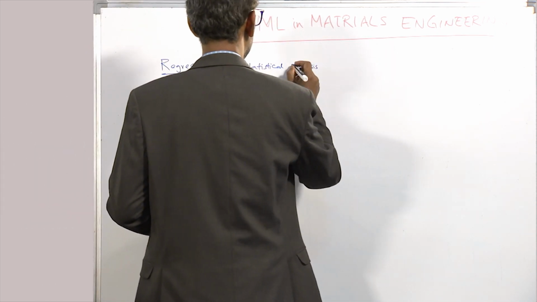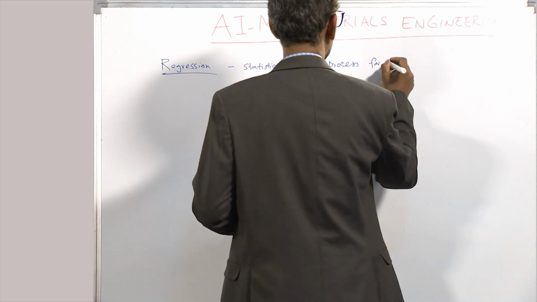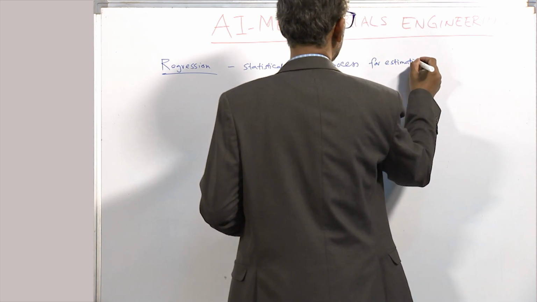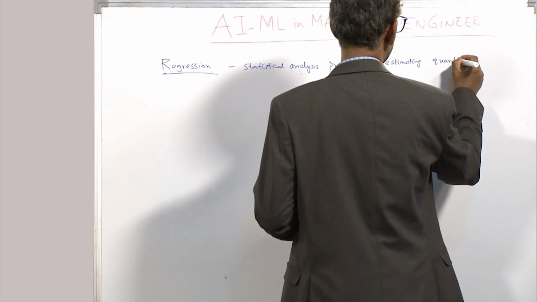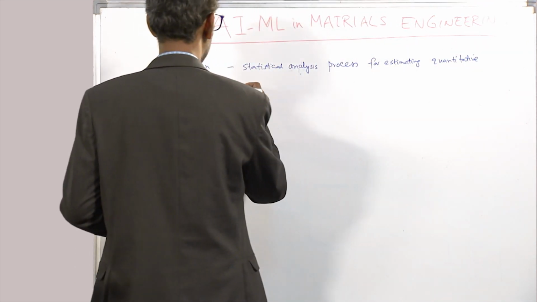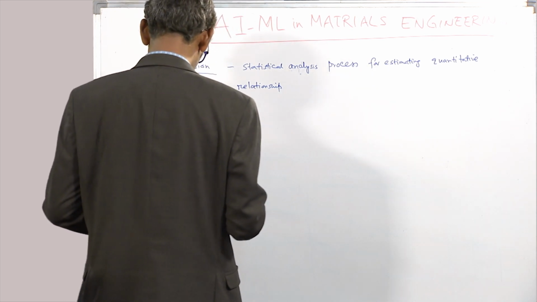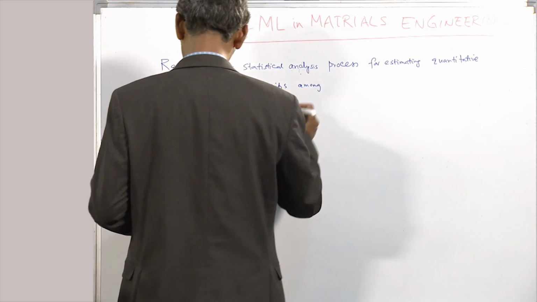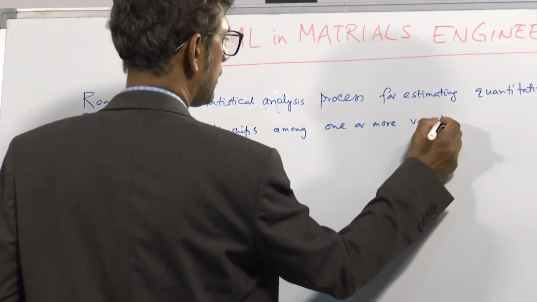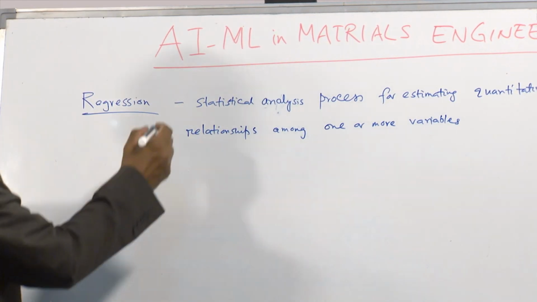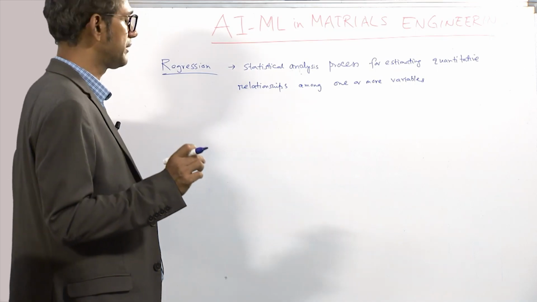Regression is a statistical analysis process for estimating, what is it used for? It is used for estimating relationships, quantitative relationships, not any relationship, quantitative relationships among one or more variables. That is the definition of regression. It is a statistical analysis tool or process for estimating quantitative relationships among one or more variables. That is what it is.